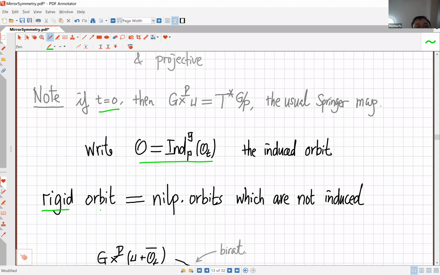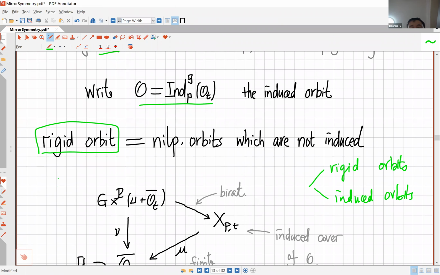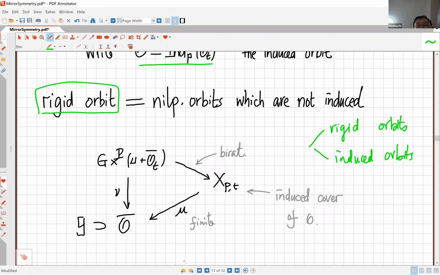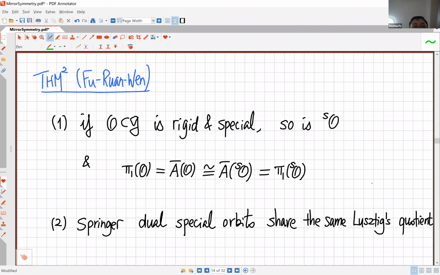Then there's another kind of orbit called a rigid orbit. A rigid orbit means one which is not induced, so you cannot find P and an orbit in the Levi such that its image goes to this O. Importantly, all nilpotent orbits are classified into two cases, rigid orbits or induced orbits. If you have an induced orbit, because this is generically finite, you can take the Stein factorization and get something finite. This is called the induced cover. This gives the finite G-equivariant map, and this is called the induced cover of this nilpotent orbit O.